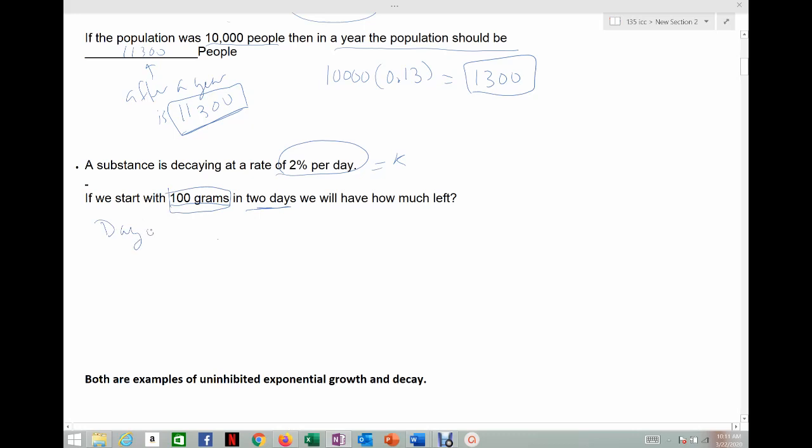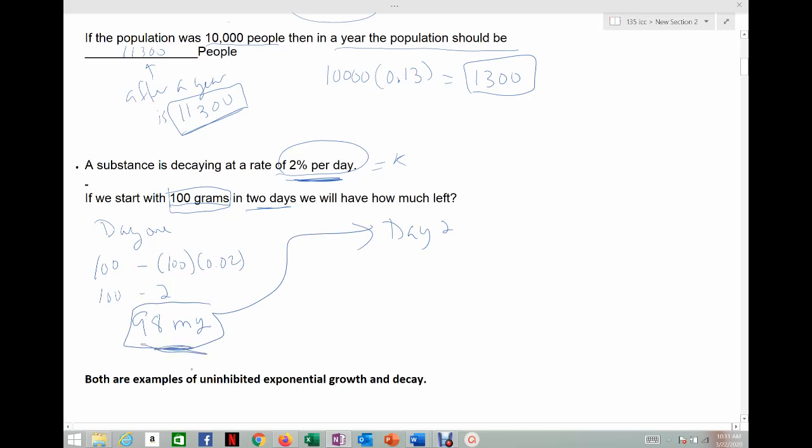So day 1, and then day 2. We want to know how much is left after the second day. In the first day, we started off with 100 grams. We're going to lose 2% of them in day 1, so it's 100 grams minus 2% of that. Well, 2% of 100 is 2, so we're going to lose 2 grams. So at the end of day 1, we have 98 grams, which means at the beginning of day 2, that's how much substance we have left.